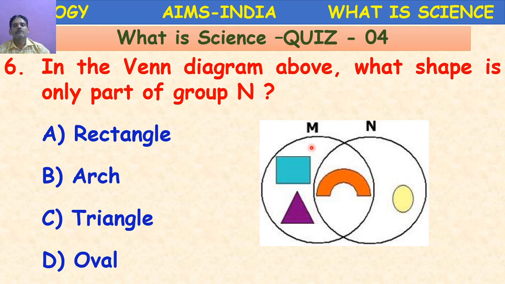So here 2 groups are there, M and N. What is asked here? What shape is only part of group N? Here you have to compare these two. Yes, some of you started answering. Good, keep answering. So this arch represents a part of both M and N. But here the question is, what shape is only part of group N? So the oval shape. Right. D is the correct answer.